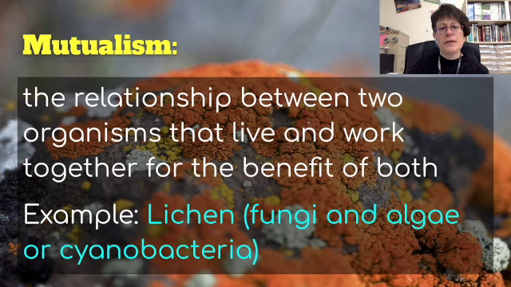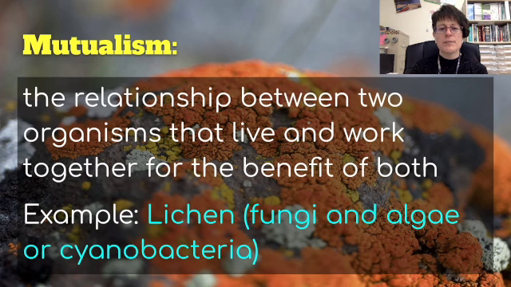Another beneficial interaction that fungi have is called mutualism. This is the relationship between two organisms that live and work together for the benefit of both. An example is lichen. This is fungi and algae or cyanobacteria living together and mutually benefiting each other. So, what the fungi do is they provide nutrients to the algae or cyanobacteria, and the algae and cyanobacteria provide water and food to the fungus because they undergo photosynthesis, which fungi do not. They have to get their food from other places because they do not have chlorophyll, even though they tend to look plant like.